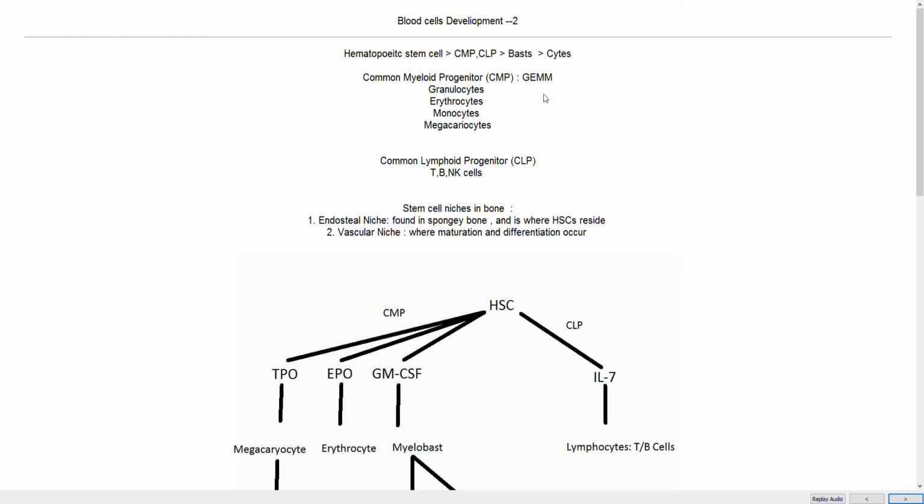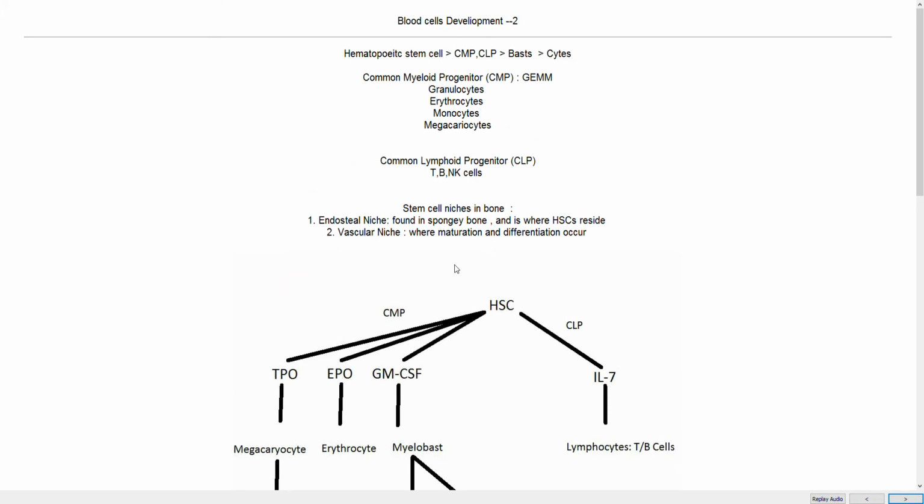And the way you can remember what common myeloid progenitors produce is the acronym GEM. So G stands for granulocytes, E is erythrocytes, M is monocytes, and the other M is megakaryocytes. Granulocytes are those white blood cells with the specific granules I talked about in the last video. Erythrocytes are your red blood cells. Monocytes develop into macrophages, and megakaryocytes produce platelets.